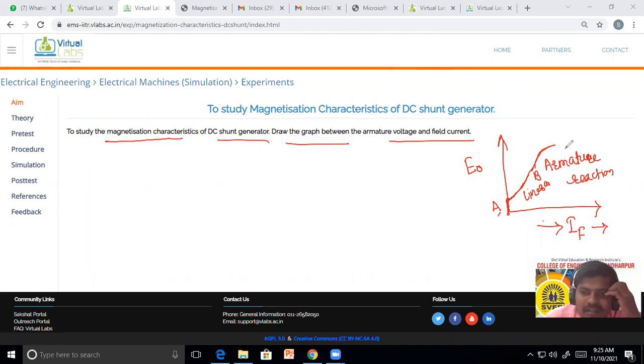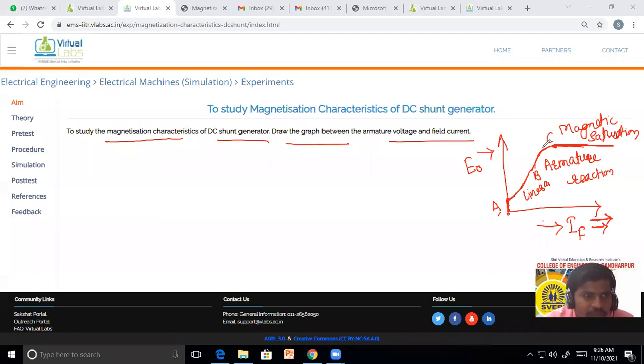Then after this point C, as the field current increases, the induced EMF becomes constant. That means magnetic saturation will happen. I have already told the magnetic saturation concept in the theory also. So after point C, if the field current increases, the induced EMF becomes constant, because magnetic saturation happens. So the graph of magnetization characteristics will be like this.